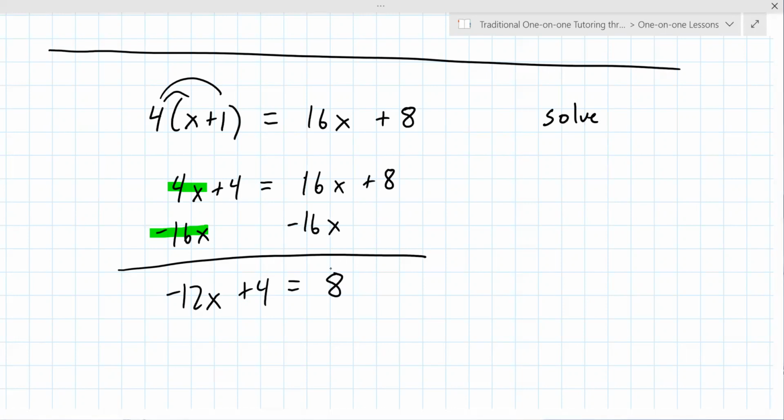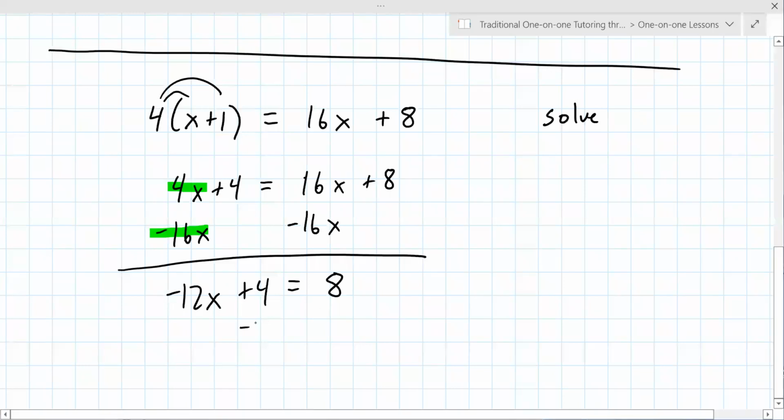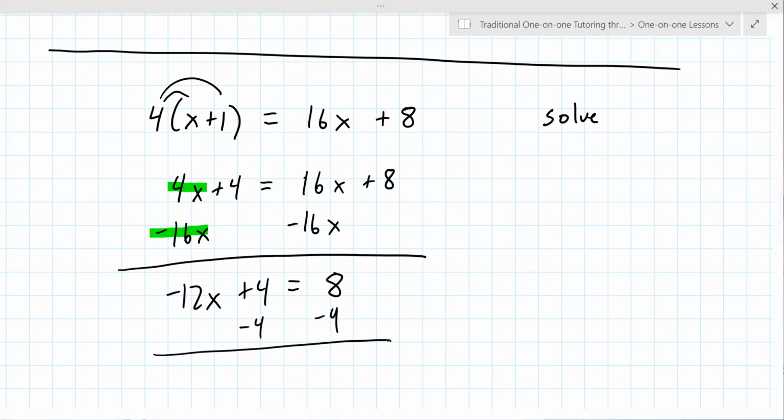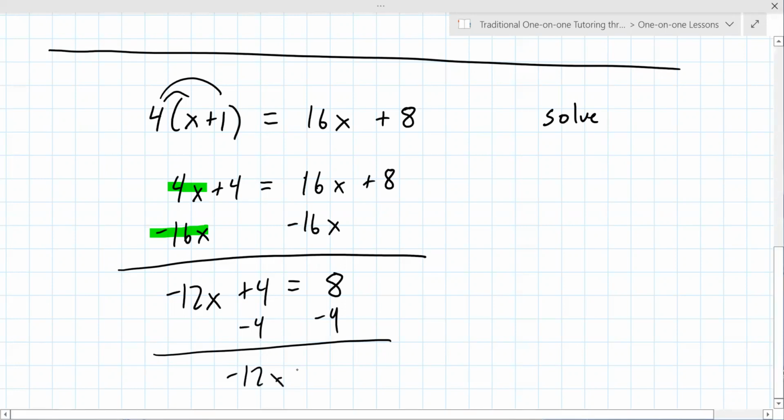And then for that right there, you should now do the 4. You should subtract 4 on both sides. Good. 8 minus 4, right? Yes, 8 minus 4 is 4. Minus 12x equals 4.